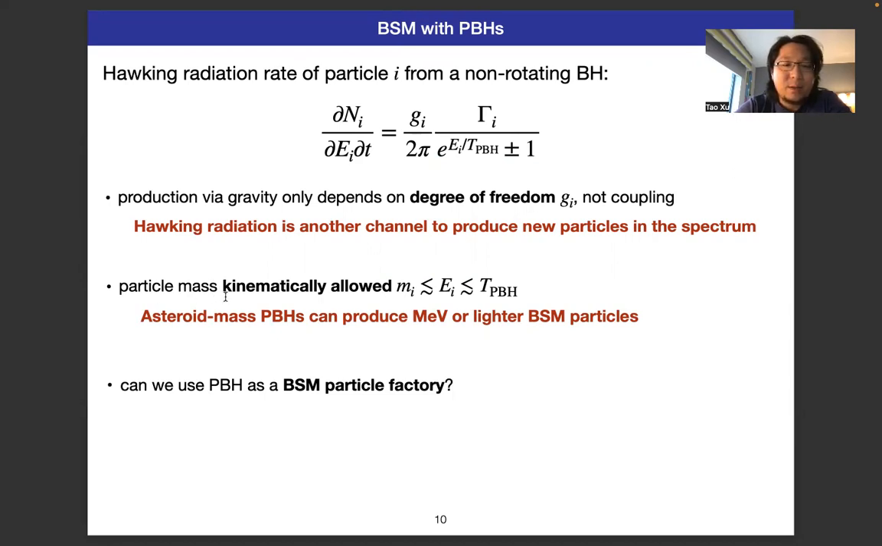Also, the particle mass should be kinematically allowed by this relation. The particle mass should not be much larger than the Hawking temperature of the primordial black hole. Since asteroid-mass primordial black holes are evaporating at MeV, they can efficiently produce any beyond-standard-model particles with their mass at MeV or smaller. Therefore, we can ask, can we use primordial black holes as a particle factory and generate new particles with primordial black holes and test their existence?